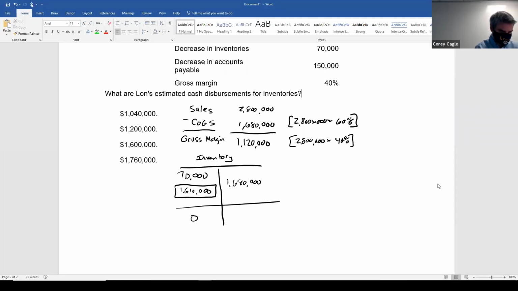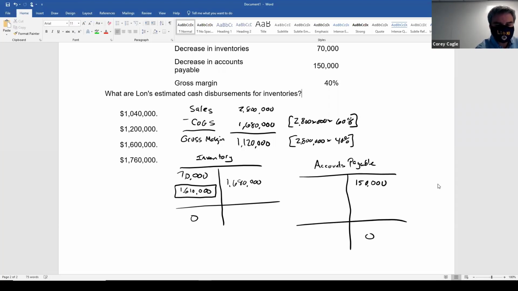All right. So now I can come over here to answer the question, and that's all based on accounts payable that we're paying cash for. Accounts payable decreased by 150. I just kind of set that as my beginning balance. Set 0 as my ending balance.